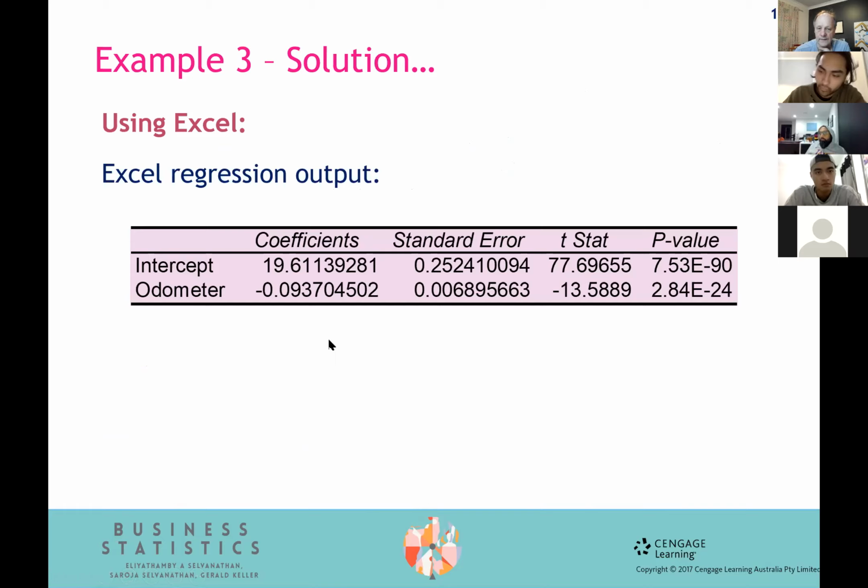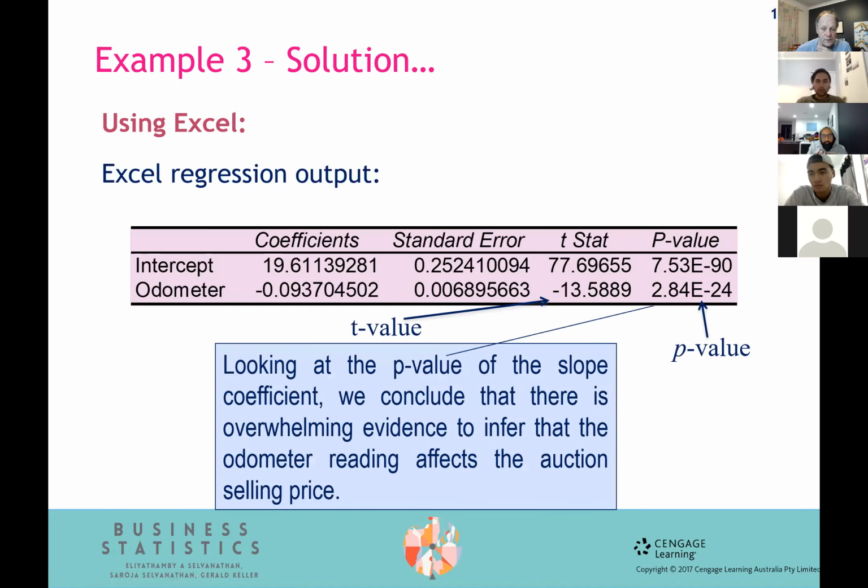Okay. So which one is the slope? This one is the slope. We look here at the t-stat. T-value and the p-value is what we use. Looking at the p-value, we conclude that there is overwhelming evidence to infer that the odometer reading affects the auction.